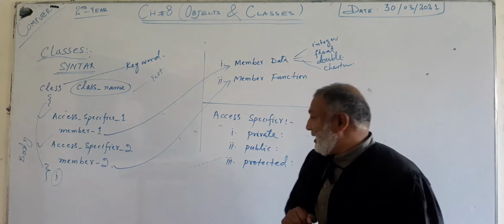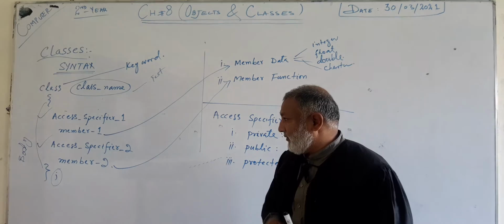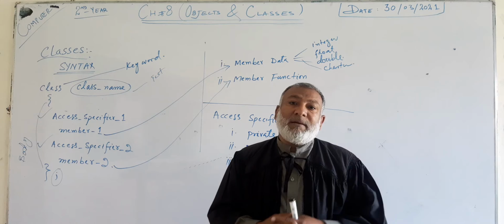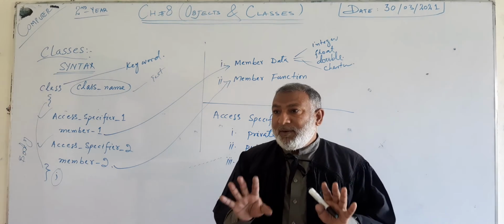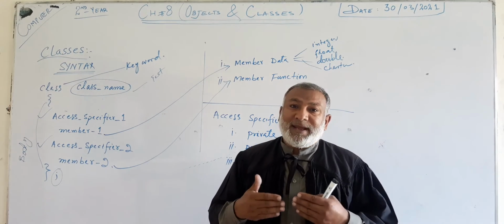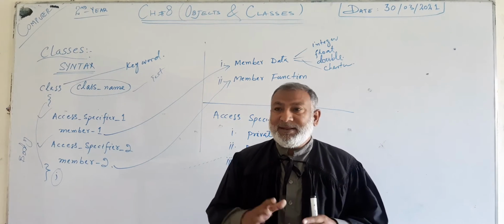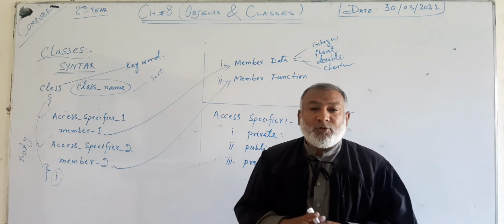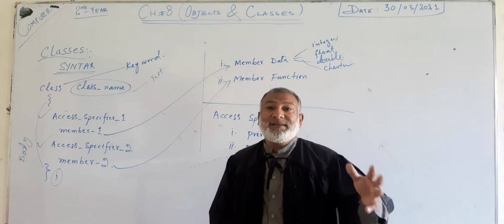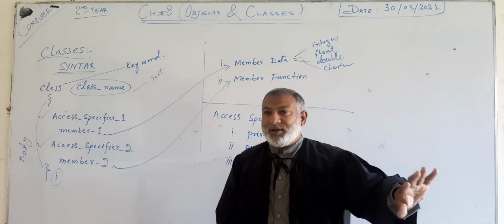Then, dear students, we have the public access specifier. What is a public access specifier? Normally we declare member functions as public. Whenever you declare member data or member function as public, they can be used inside the class or outside the class. It means they are accessible everywhere. Even functions which are not part of your class can access and use your public member functions or member data.